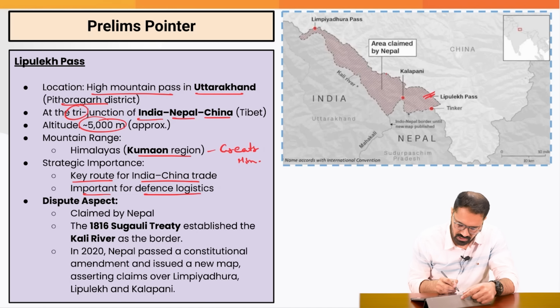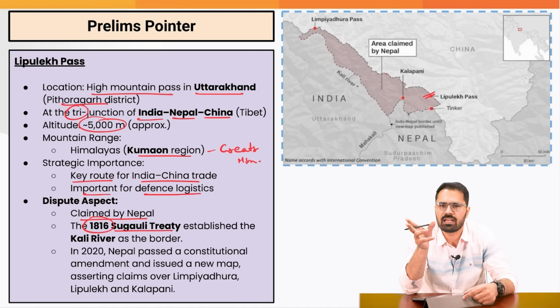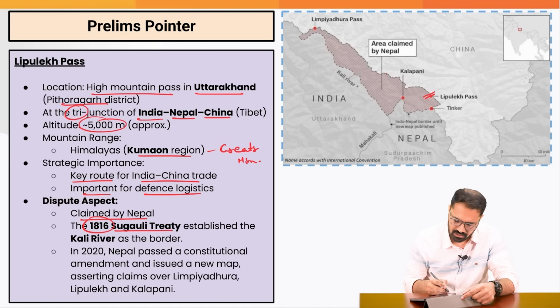Now what is the dispute? This area is claimed by Nepal according to the 1816 Sagoli Treaty. The Sagoli Treaty happened after the first Anglo-Nepalese war. In 1816, it ended with the Sagoli Treaty, which established the Kali River as the border.